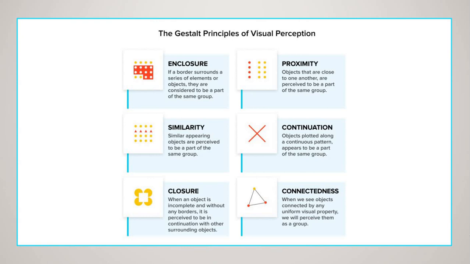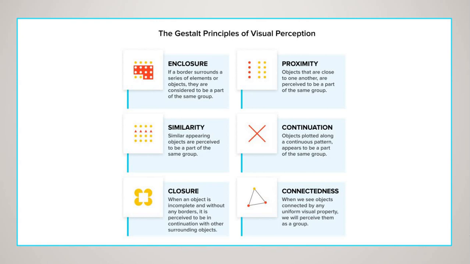And then closure, when an object is incomplete and without any borders, it is perceived to be in continuation with other surrounding objects. Ini closure. Kalau proximity, objects that are close to one another are perceived to be part of the same group. Mana objek yang berdekatan, kita akan mudah mentafsirkannya sebagai berada dalam satu group.